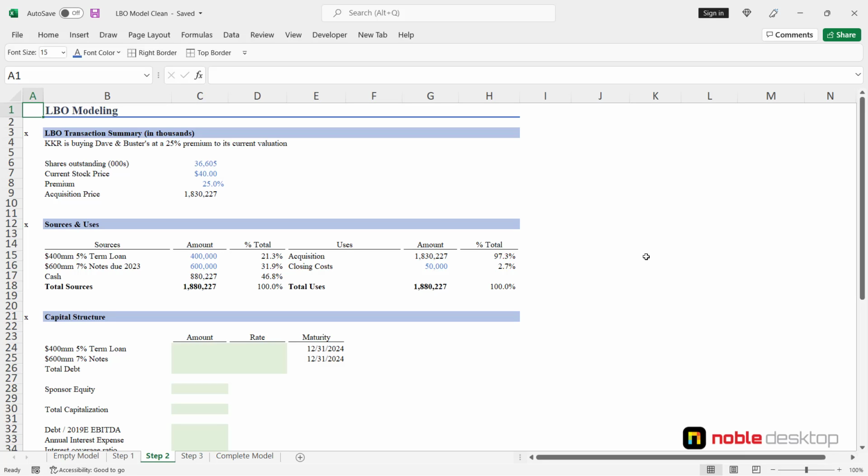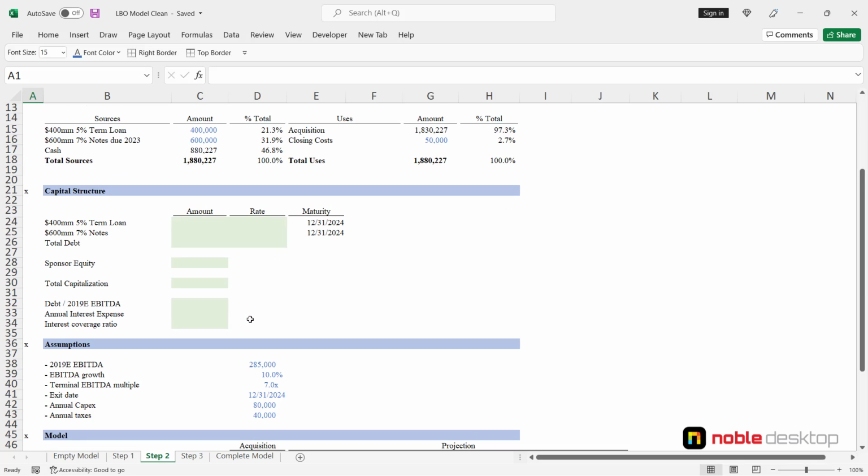So for our LBO model, we just completed the transaction summary and the sources and uses of funds table. And we are going to complete step number 2 right now, which is capital structure. Capital structure refers to the specific mix of debt and equity used to finance an LBO transaction. So let's go ahead and complete that section.